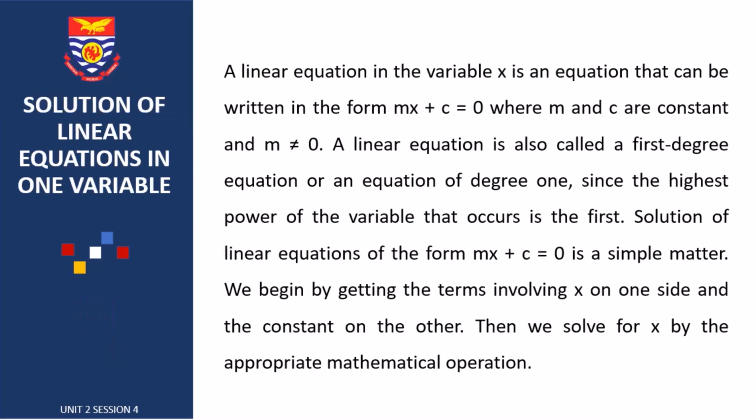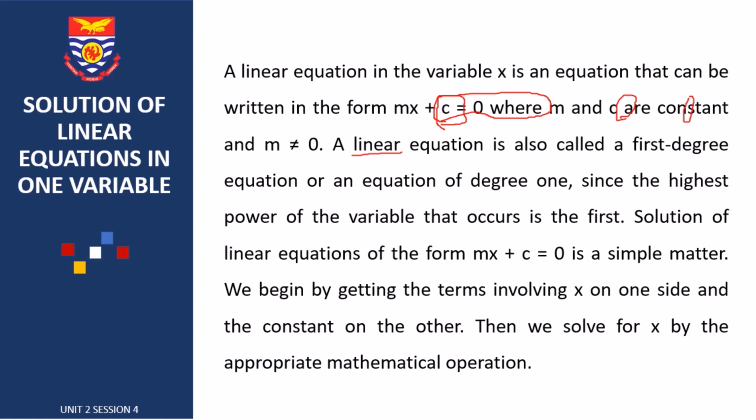Now, a linear equation in a variable x is an equation that can be written in the form mx plus c is equal to 0, where m and c are constants and m should not be equal to 0. Why? When m is equal to 0, 0 times any number is 0. So this part of the equation also goes to 0 and we only have the constants, right? So m should not be 0.